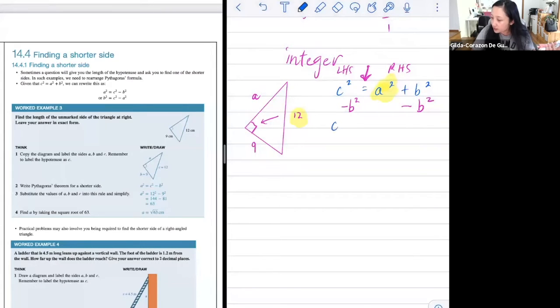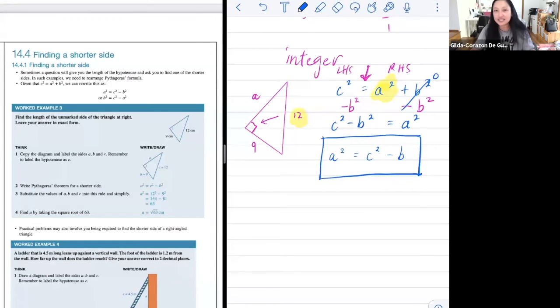C squared minus B squared is equal to A squared, and this now becomes 0. So that vanishes, right? Now, we know that if the left is equal to the right, then the right is equal to the left, yeah? So we can just swap them around and say A squared equals C squared minus B squared. Does that make sense? Okay, this now is our working formula.